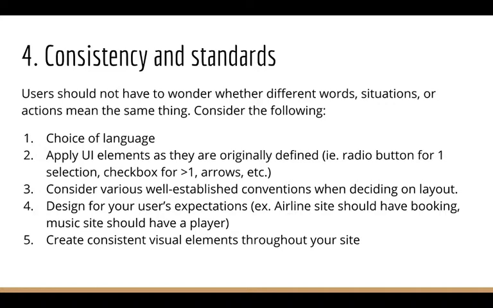But a couple other more different examples are how you apply UI elements. For example, you don't want to put radio buttons on your app if you want someone to select multiple. You would want to do checkboxes. That's pretty standard. I'll show you guys some more examples of these, but you want to follow well-established conventions for layout. You want to design for what your users' expectations would be. Just keep in mind consistency across your application and consistency across what the standard is with other sites. And then creating consistent visual elements throughout your site.